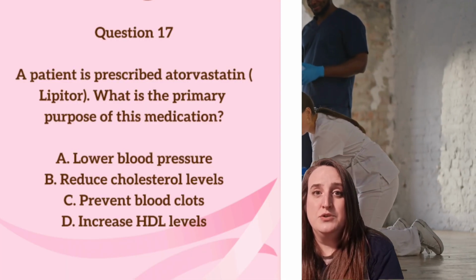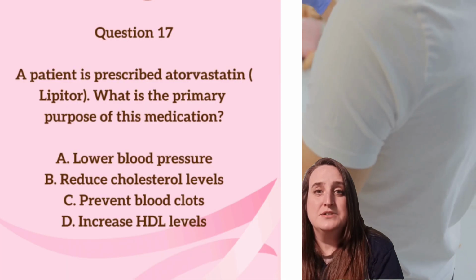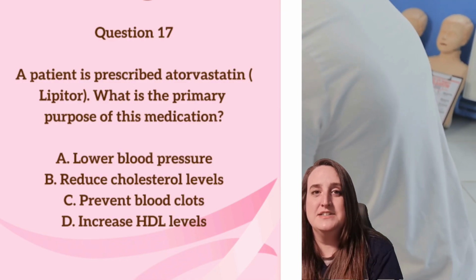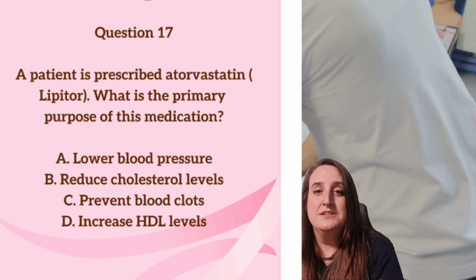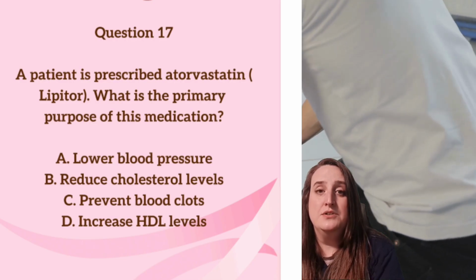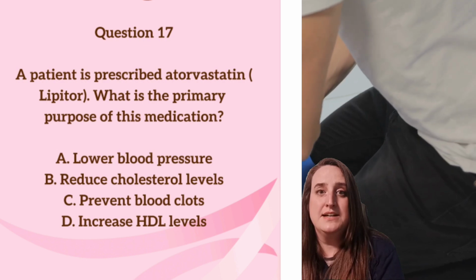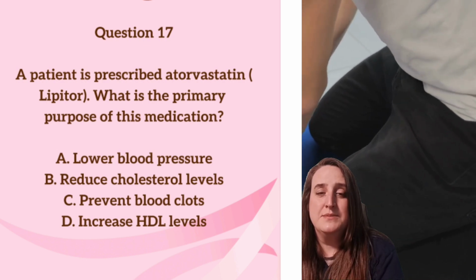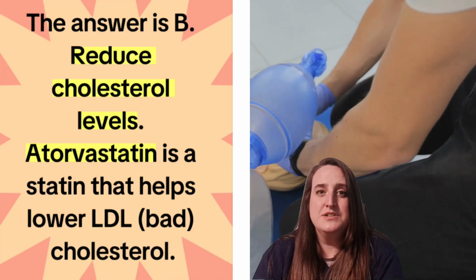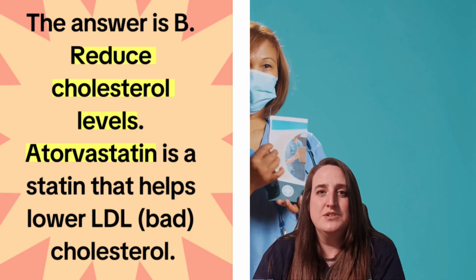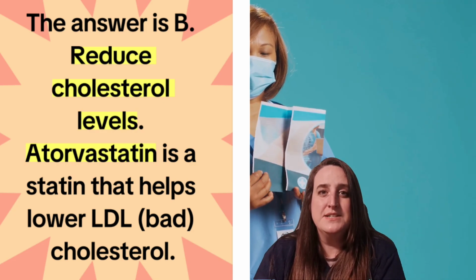Question 17. A patient is prescribed atorvastatin, Lipitor. What is the primary purpose of this medication? A, lower blood pressure. B, reduce cholesterol levels. C, prevent blood clots. D, increase HDL levels. B, reduce cholesterol levels. Atorvastatin is a statin that helps lower LDL, bad cholesterol.